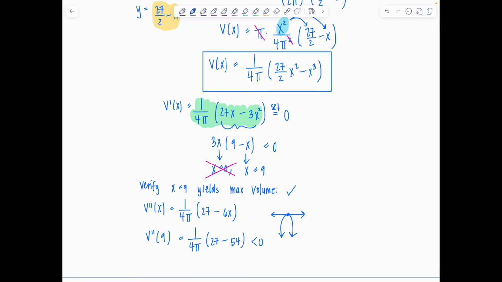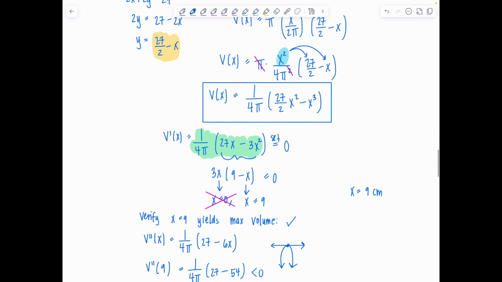Perfect. And then the problem asks for us to give the values of x and y that yield the largest volume. So we'll say x has to be 9 centimeters, right? That's what we just got. And then y, how is y related to x? We have it right here. Did you forget? It's okay. So y equals 27 over 2 minus 9, which is 18 over 2. So this is going to be 9 over 2. So y is 9 over 2 centimeters. And this time, no, they didn't ask for the volume. I just double checked. That's all they needed.